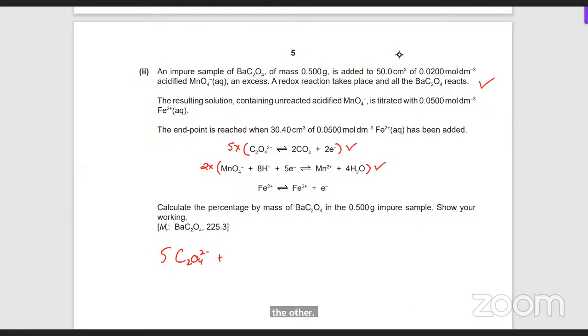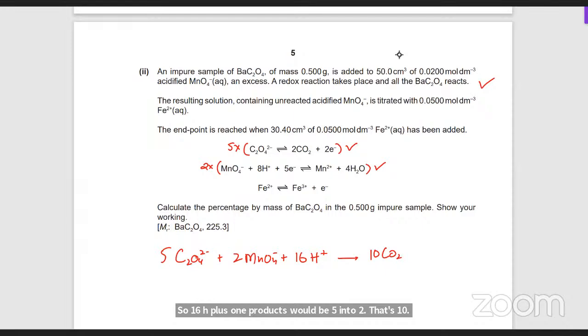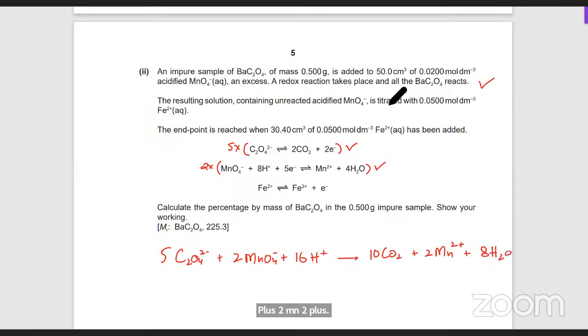Plus 2MnO4 -1 plus 16H plus 1. Products would be 5 into 2, that's 10 carbon dioxides, plus 2 Mn2 plus, 8 H2O. So that's the first reaction.